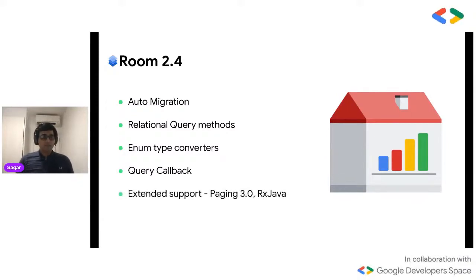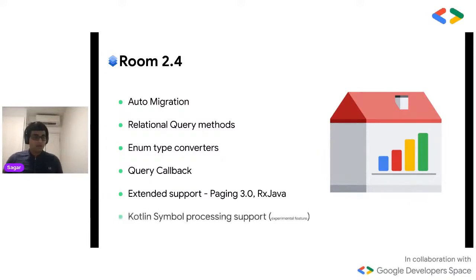We have extended support for Paging 3.0 and RxJava. Of course, this comes with the requirement that additional artifacts be declared in the build.gradle. We have also introduced an experimental feature to support Kotlin Symbol Processing. So it's basically a native replacement for KAPT that runs the annotation processor as part of Kotlin compilation.